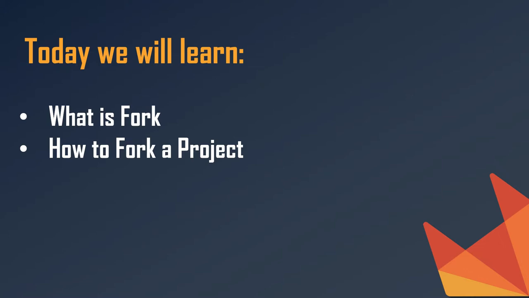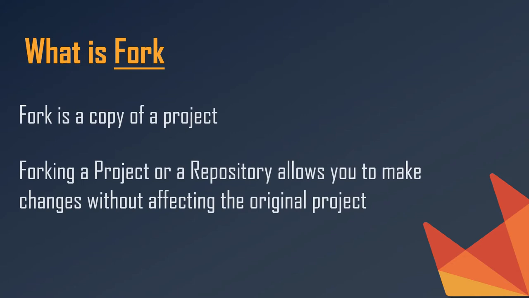So let's go ahead and first see what a fork is. In very simple words, a fork is a copy of our project. Now when we say forking a project or a repository, this allows you to make changes without affecting the original copy or the original document. So whenever you want to make some changes to the project and you don't want to change anything in the original copy, you can create a fork. That is, you can create a copy and then make your changes, and later on you can merge with the original project as well.